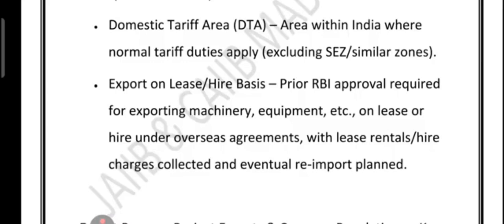Then we talk about destroyed goods, right? So suppose you send goods abroad for testing and they get destroyed, then you need a destruction certificate instead of a bill of entry, right? Then we talked about special custom zones. So there is something called special custom zone. This is a custom designated area for a specific type of trade activity. Then we talk about the domestic tariff area. So this is simply the part of India where normal custom duty apply.